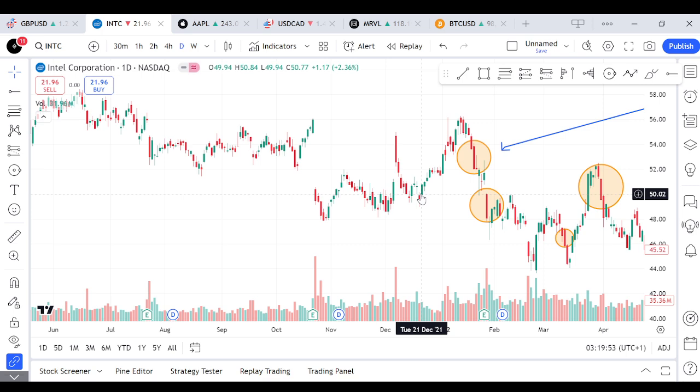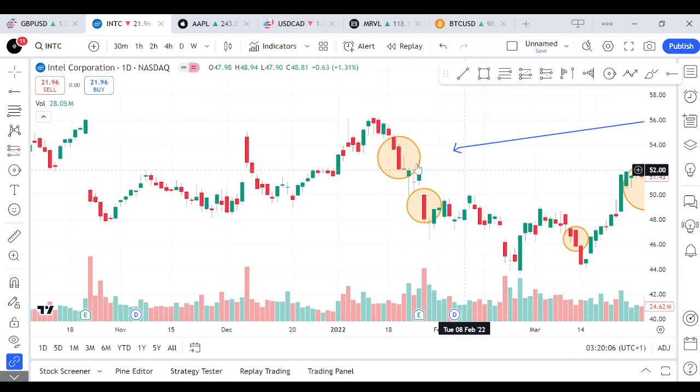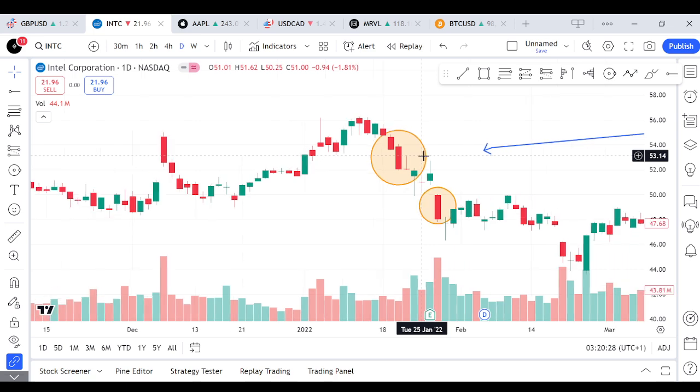Your entry should be placed at the next candle's open following the Marubozu's formation. This approach ensures pattern confirmation while maximizing potential profit. Let me zoom in on this example we had right here. It's essential you always confirm your trades with volume analysis. A bearish Marubozu accompanied by above average volume significantly increases the probability of a successful trade. This volume confirmation ensures institutional participation and validates the bearish sentiment.